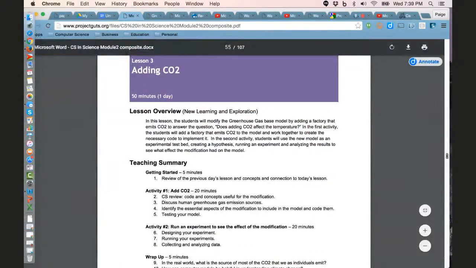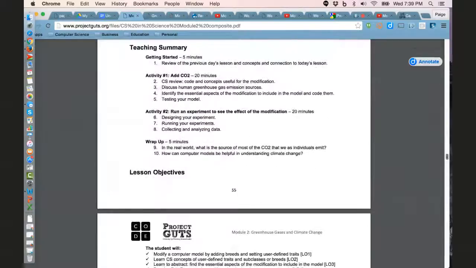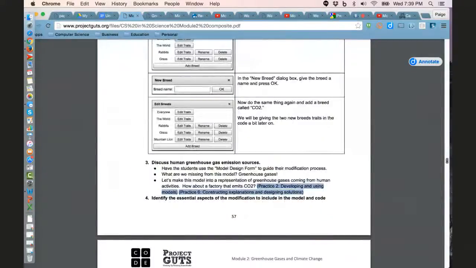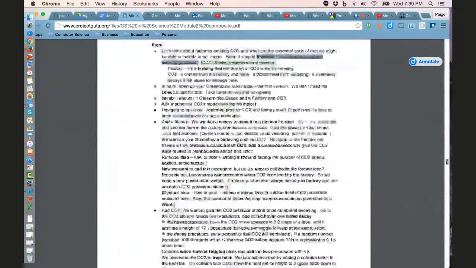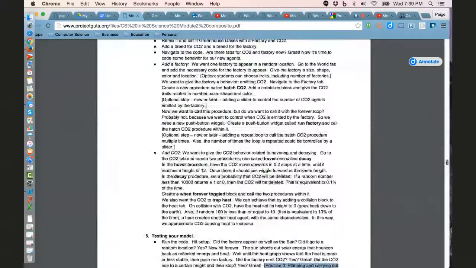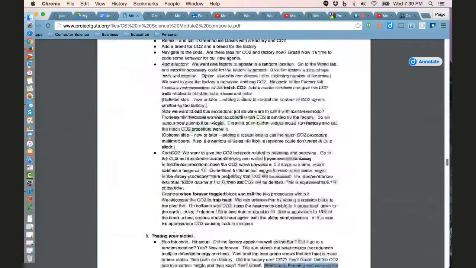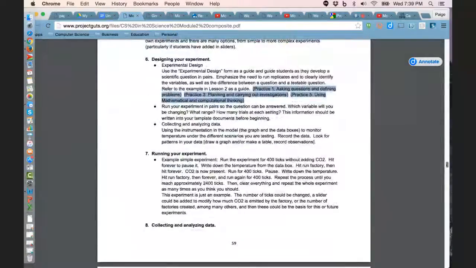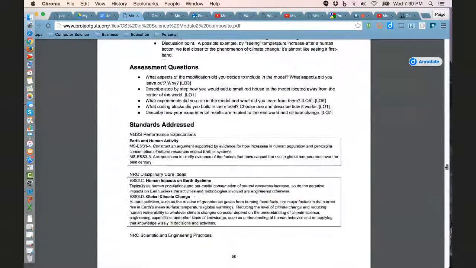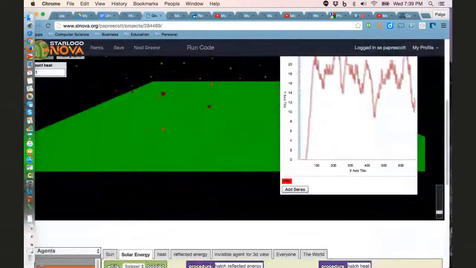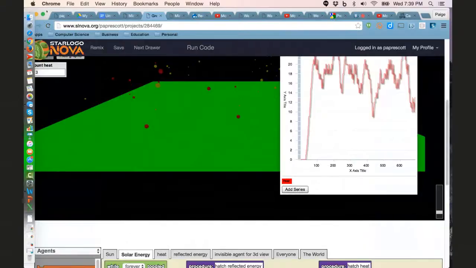So they are going to add carbon dioxide, and it's a new breed, and they will then add a factory that is going to emit carbon dioxide into the atmosphere, and they're going to start to run some experiments with that. So we have an example of that. Let me go back to that one.